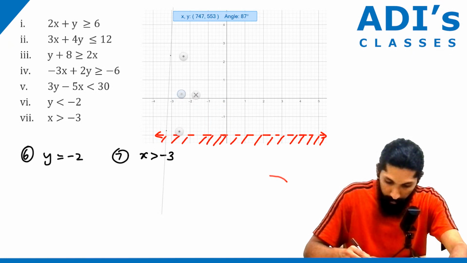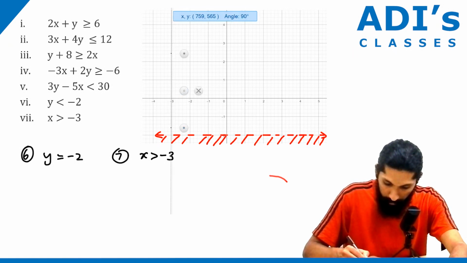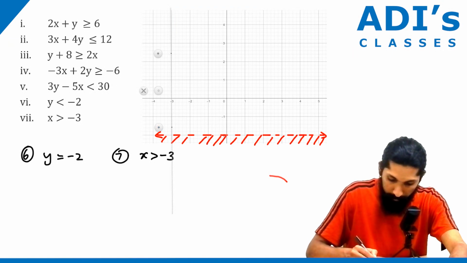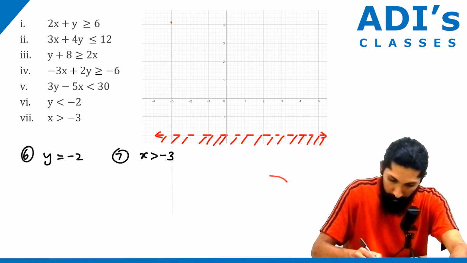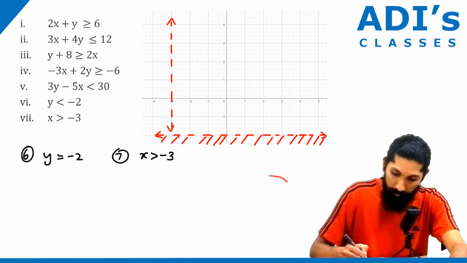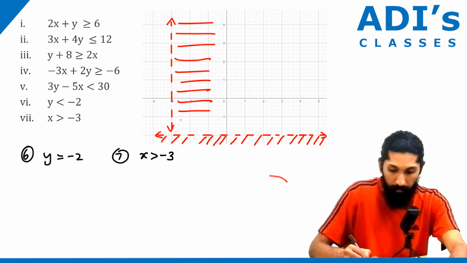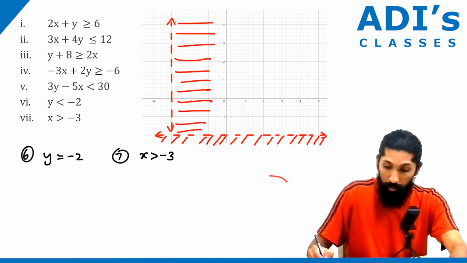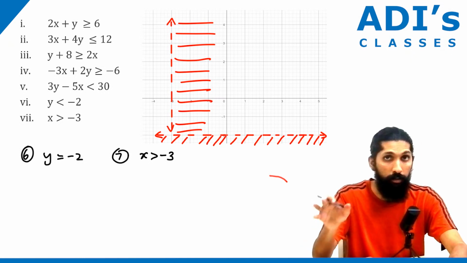So here we have, take a 90-degree line. When you have 90 degrees, keep it here. Draw a dotted line and put an arrow mark. X is greater than minus 3, so this is going to be the region. Clear? So whatever we are doing right now represents how an inequality can be represented on a graph.